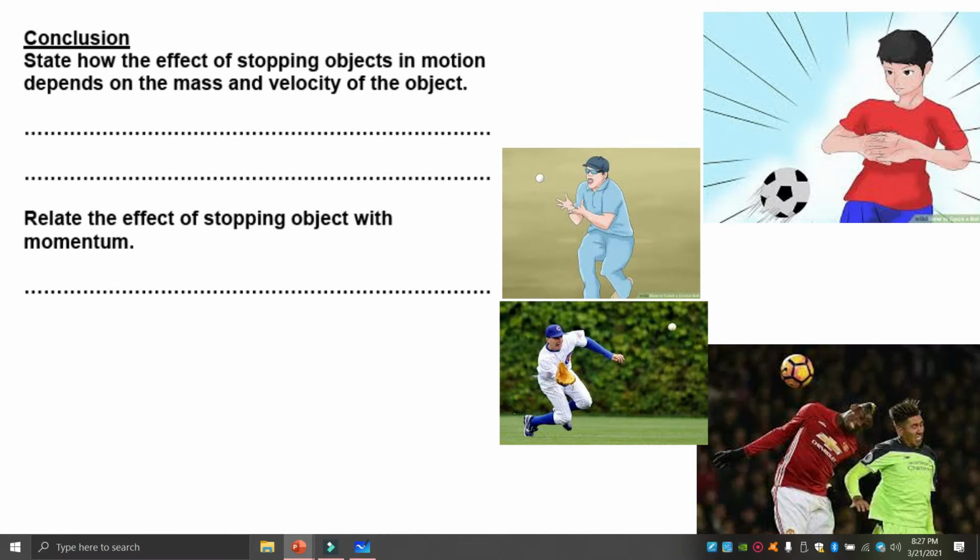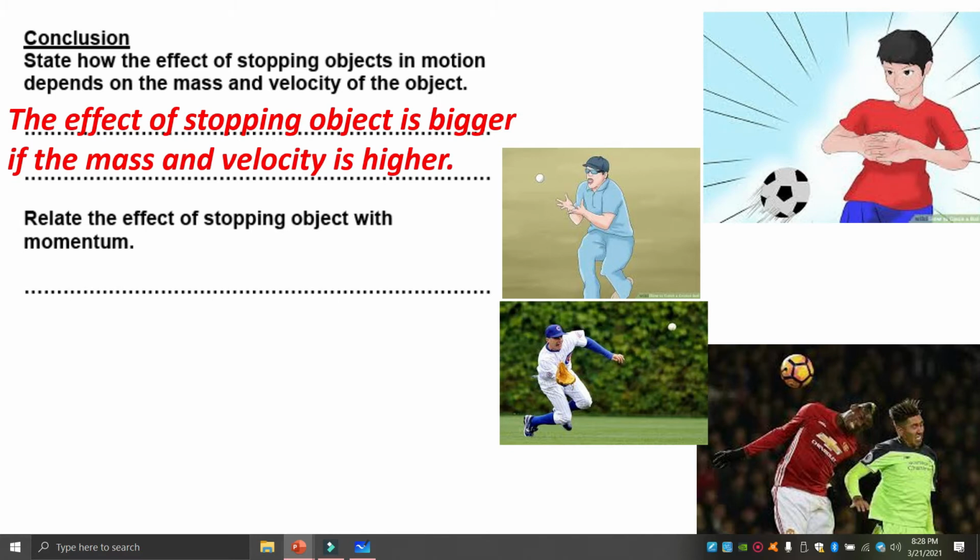So what's the conclusion here? State how the effect of stopping an object in motion depends on the mass and velocity of the object. So here it means the effect of stopping the object is bigger if the mass and velocity are higher. So it means it's hard for the object to stop if the mass and also the velocity are higher.